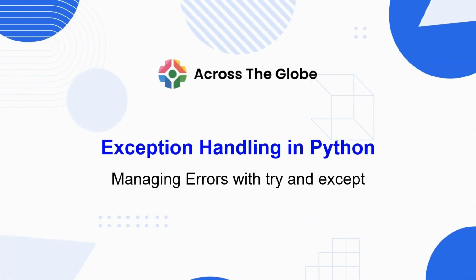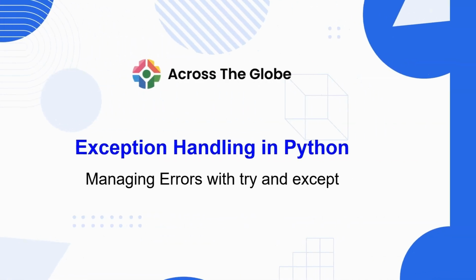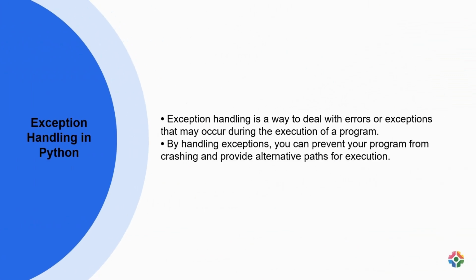Today we will learn about exception handling in Python. Exception handling is a crucial programming concept that enables developers to manage errors that might arise during program execution. By implementing exception handling, programmers can address unexpected issues and prevent program crashes. This ensures that the program can gracefully handle exceptions and continue executing without disruption.